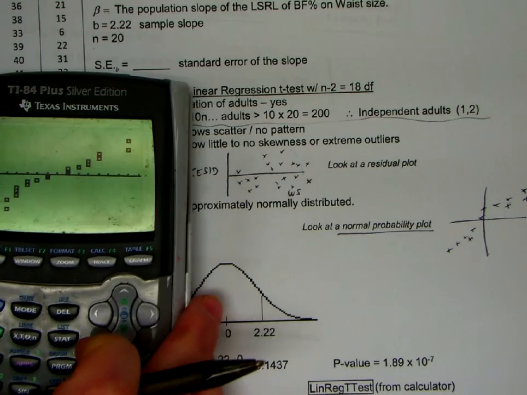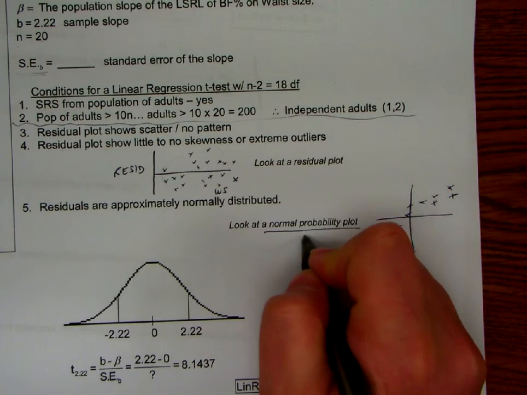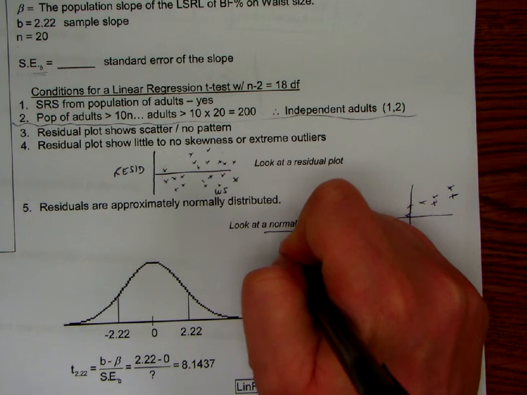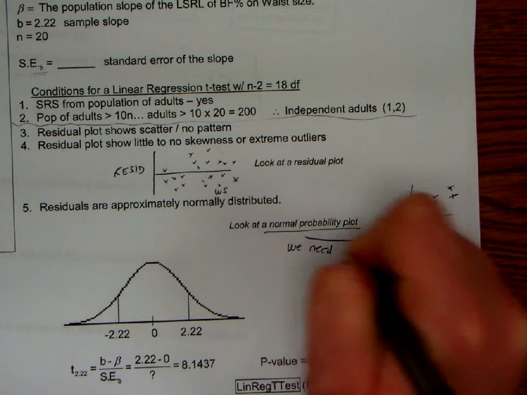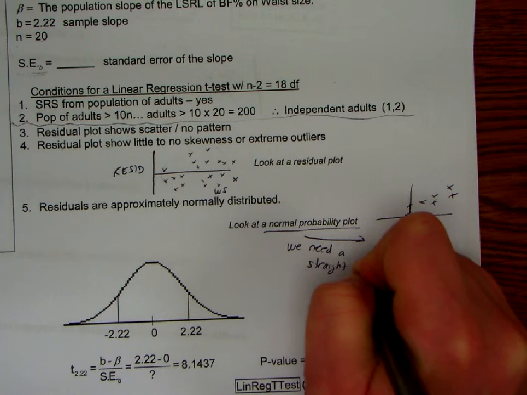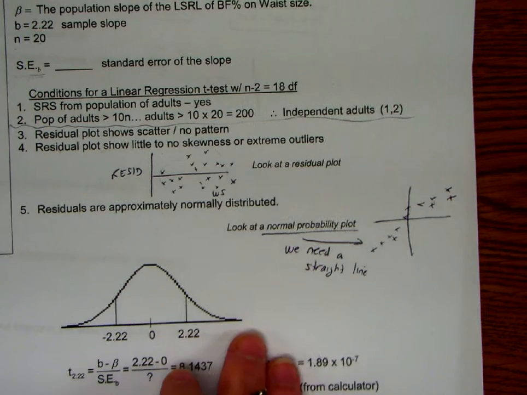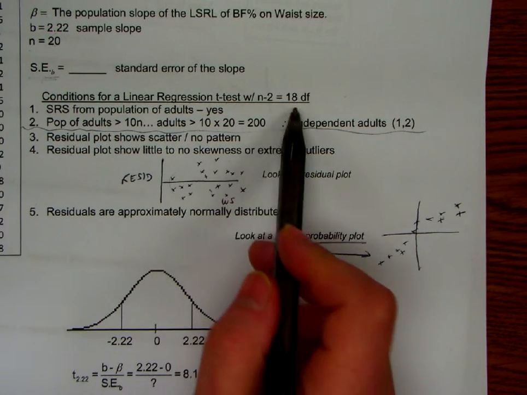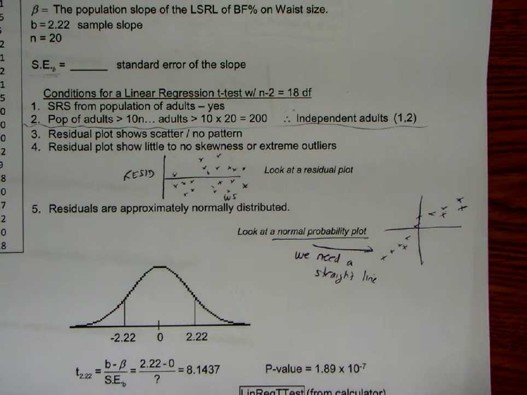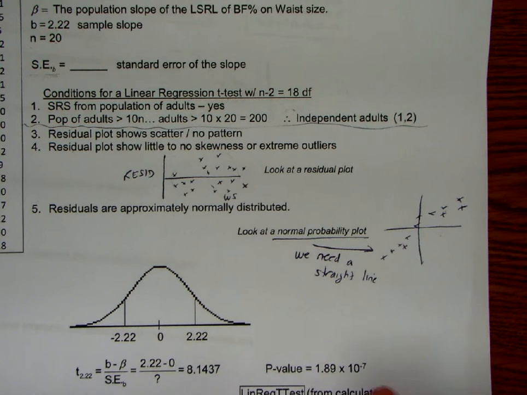And what we need, so make a little note to yourself, is we need a straight line in a normal probability plot for it to be normally distributed. Okay, so there actually are no 3 dots or anything to worry about after these. Just proceed after you show the residual plot and the normal probability plot.